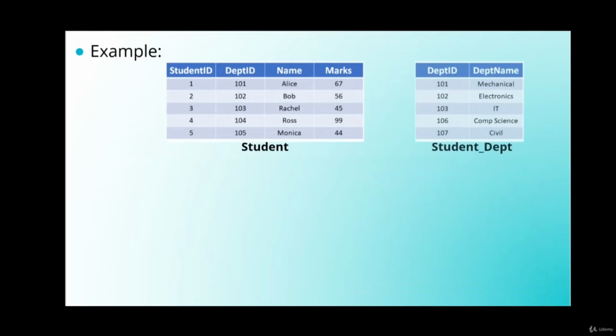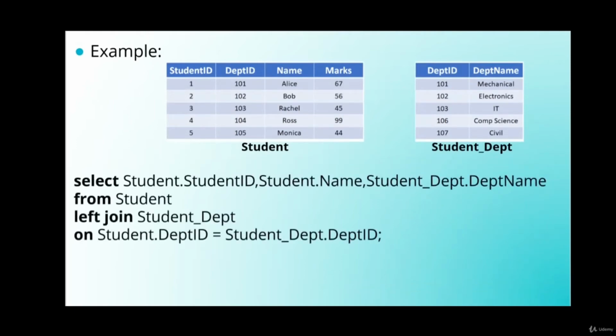if these are the two tables and we want to execute student left join student department, in that case we'll write the query as: select student.student_ID, student.name, student_department.department_name from student left join student_department on student.department_ID equals student_department.department_ID.